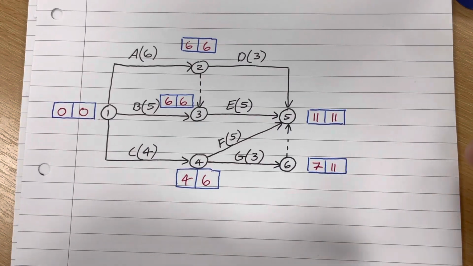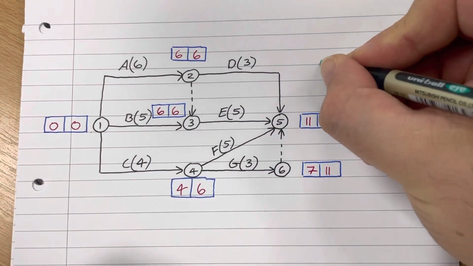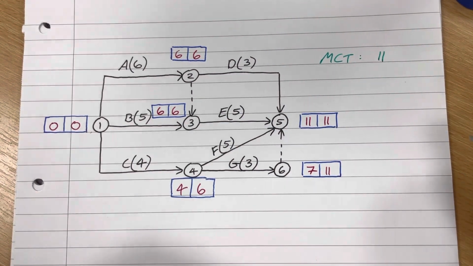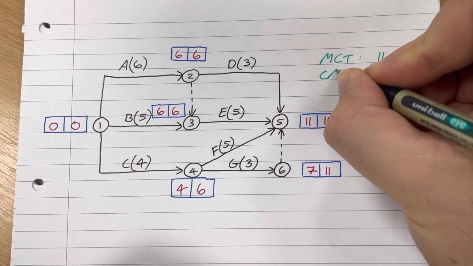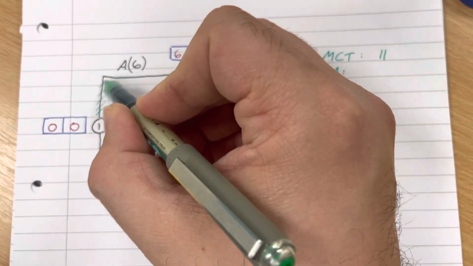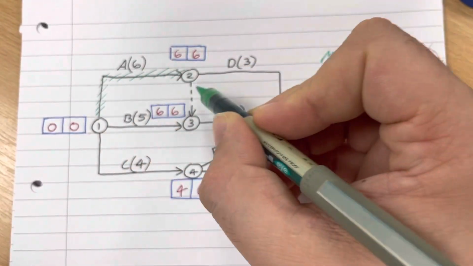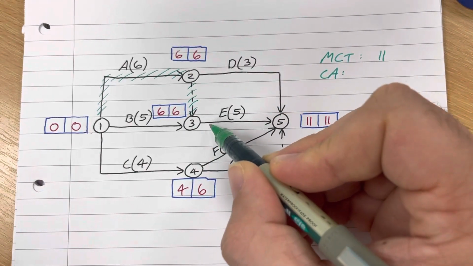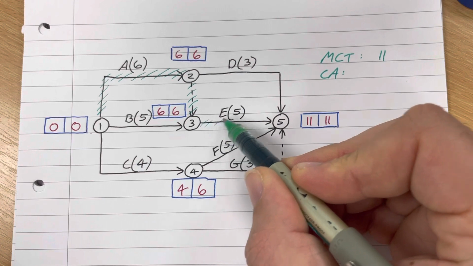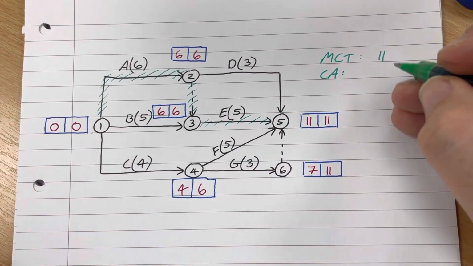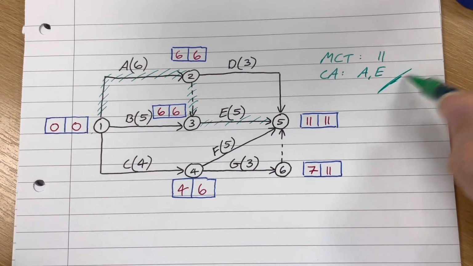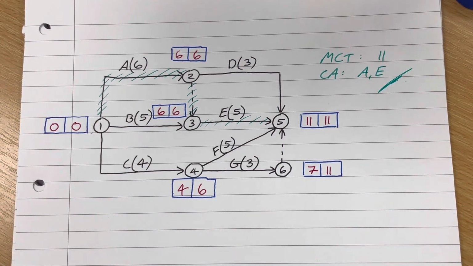Now we just need to state what the minimum completion time of the project is, which is going to be 11, whatever units that is. And then the critical activities, well, we've got activity A. The dummy arc is critical, although obviously it doesn't relate to an activity itself. And then activity E. So we've got two critical activities, A and E. And that's the answer. There we go.